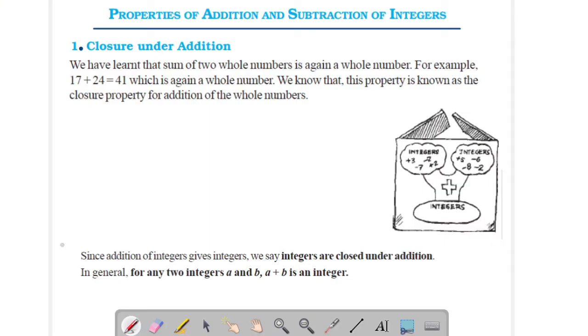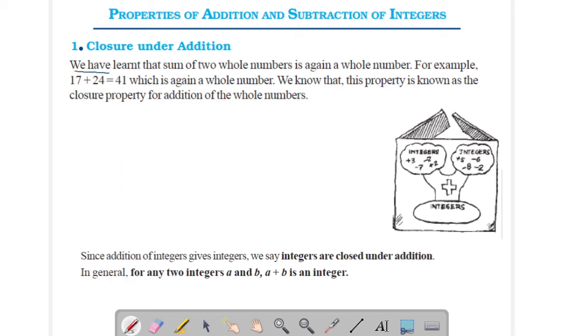Good morning, students. Today we will study properties of addition and subtraction of integers. Say first one, it is closure under addition.